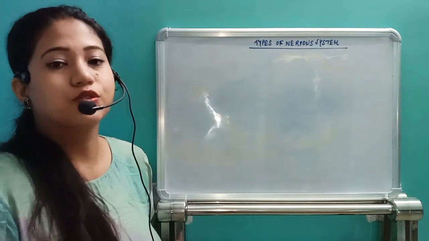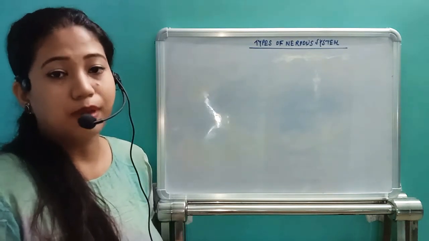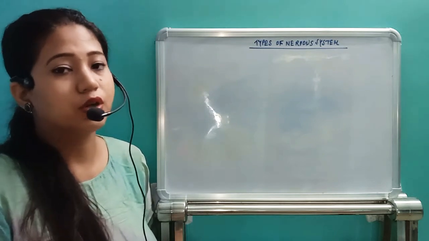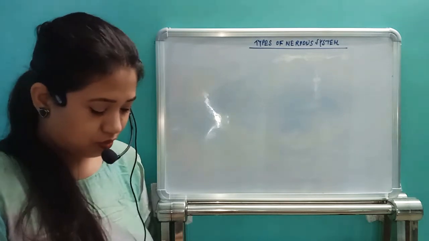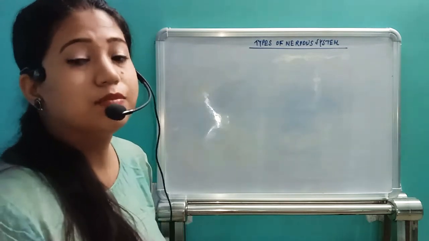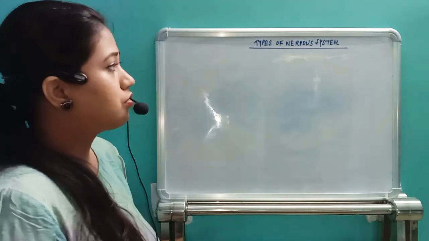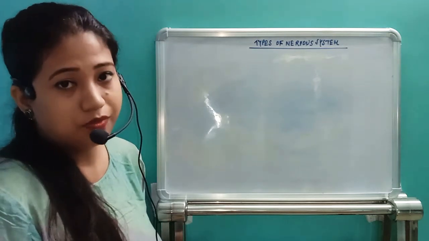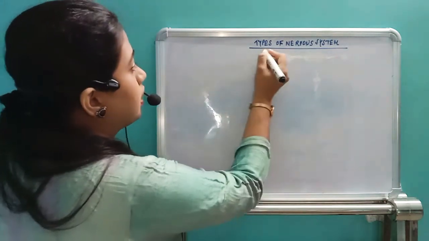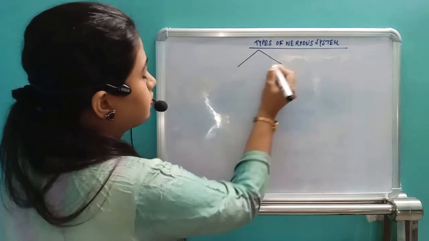Hello students, today we are moving to the main part of the neural control and coordination chapter, that is the types of nervous system. So the nervous system, how can it be divided? See, first of all, there are two types of nervous system we have in our whole body.